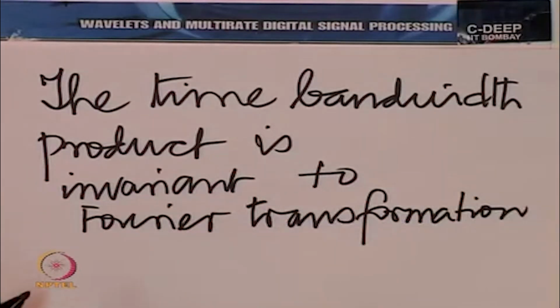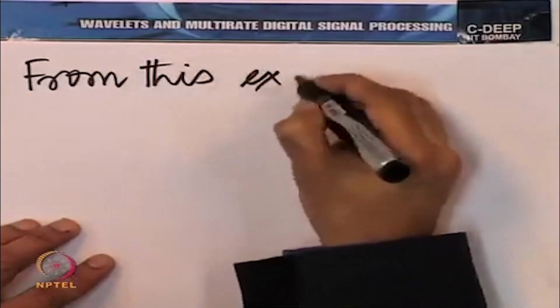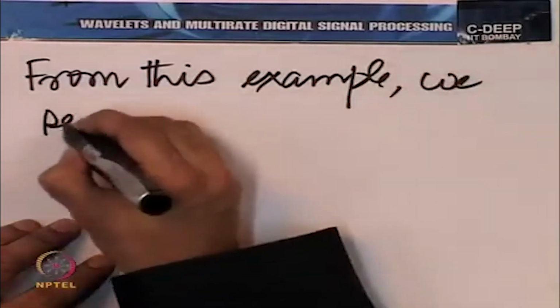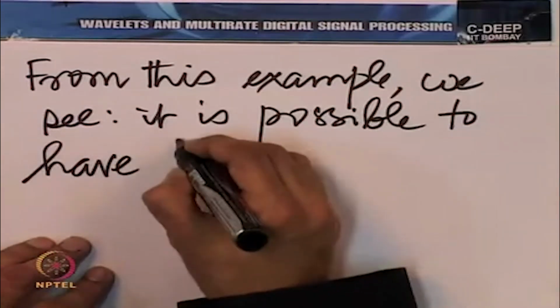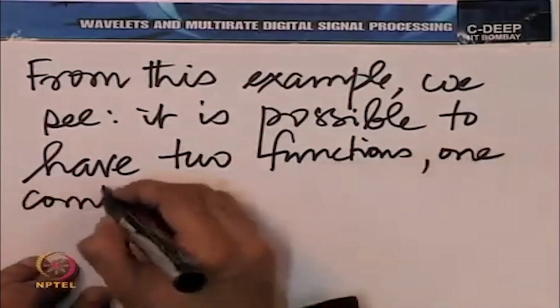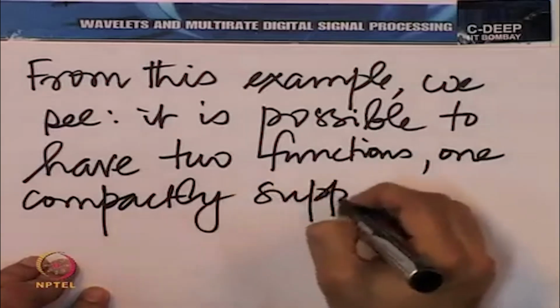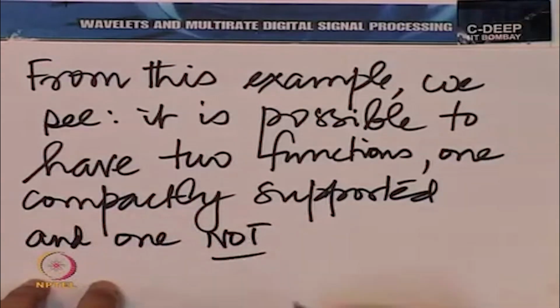One more conclusion that we have drawn from here is that we can have both compactly and non-compactly supported functions, namely functions which are non-zero on a finite interval and functions that are non-zero over an infinite interval with the same time bandwidth product. So, it is possible from this example, we see it is possible to have two functions, one compactly supported and one not, with the same time bandwidth product.